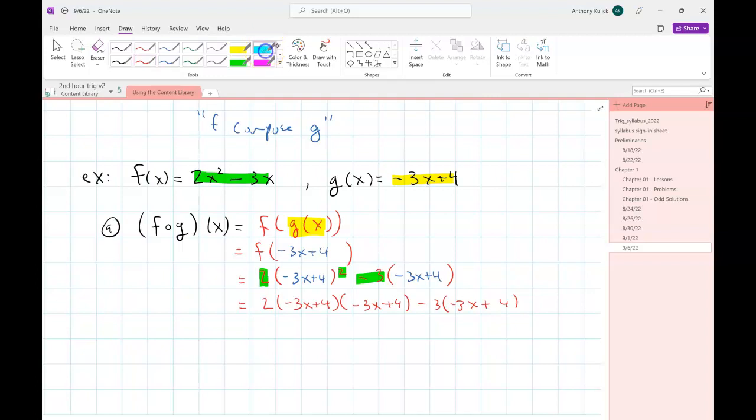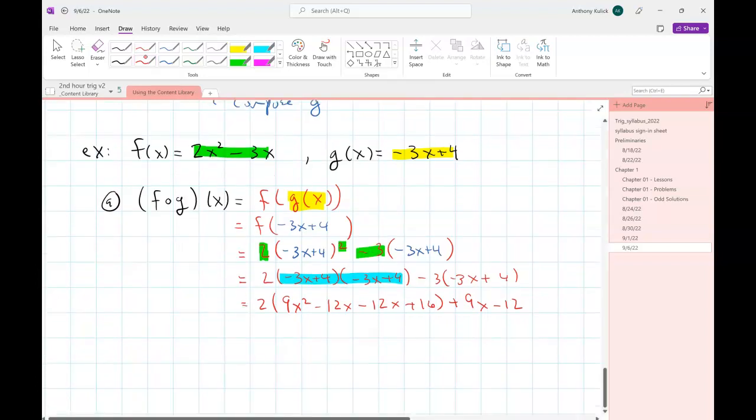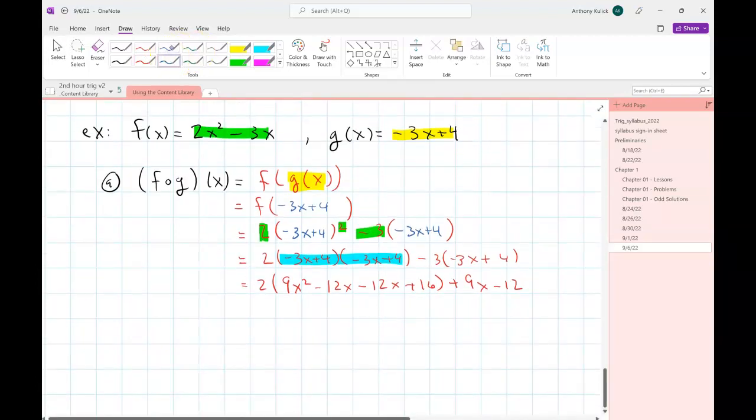And when I have something like this, what should I do? FOIL. Outside, inside, last. And then we can distribute on the last piece there. I can multiply that negative 3 through.